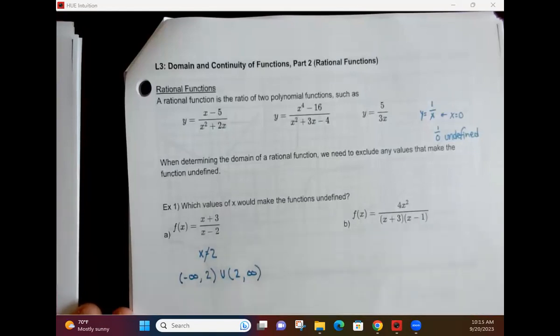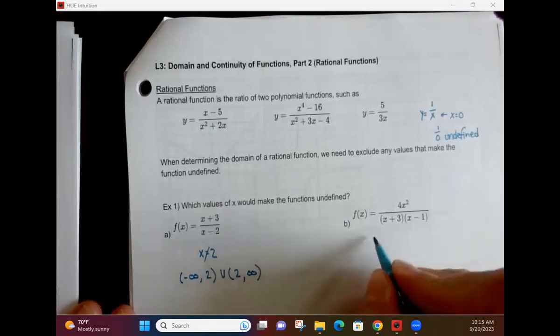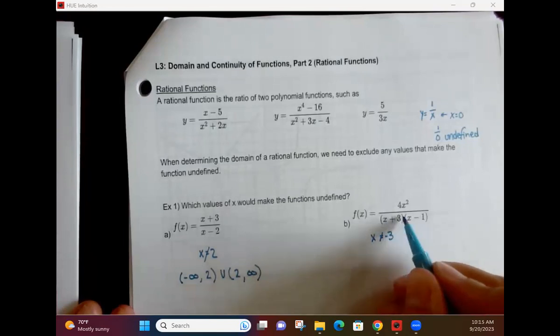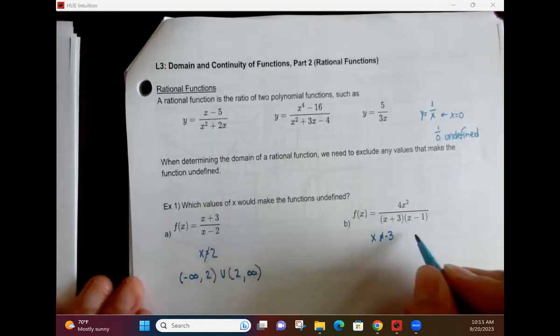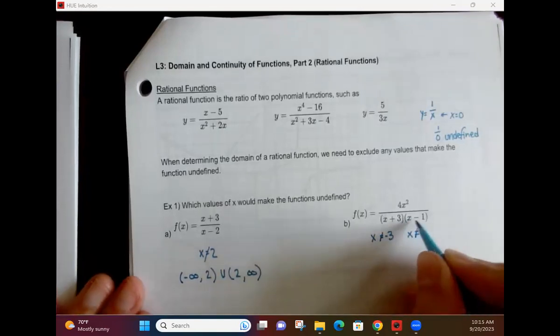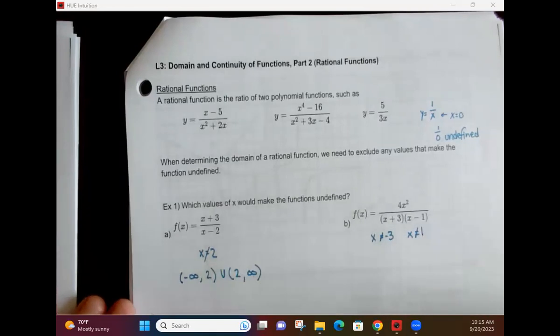What about b? Where would I have problems with b? What values for x? If x was 1 or negative 3? Yeah, it can't be negative 3, because if I plug negative 3 into this factor on the bottom, that would be 0. And then 0 times anything is 0, and the bottom would be 0. X can also not be positive 1.